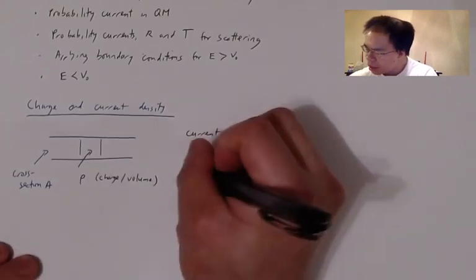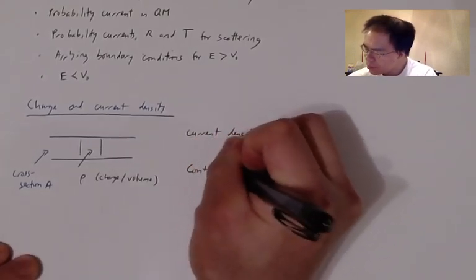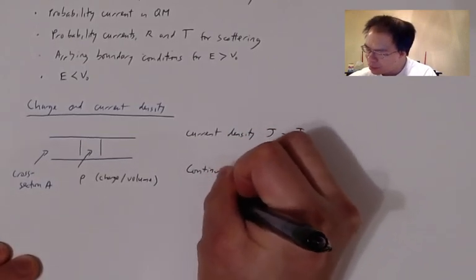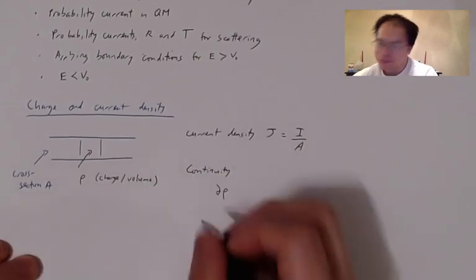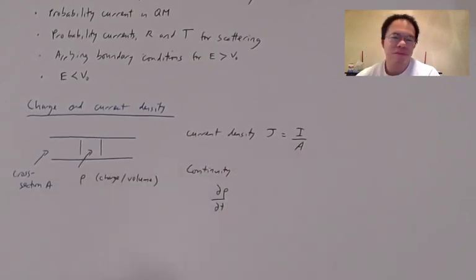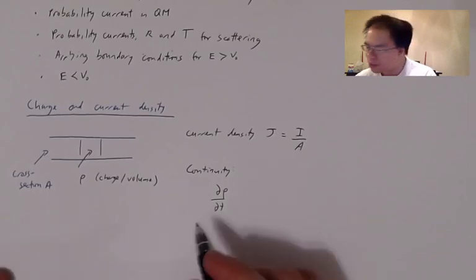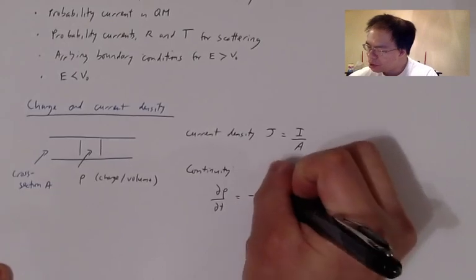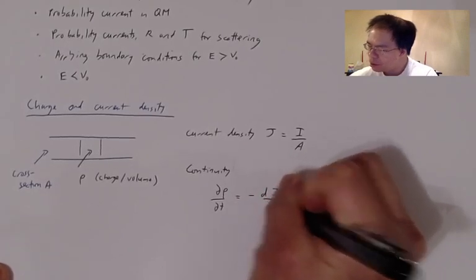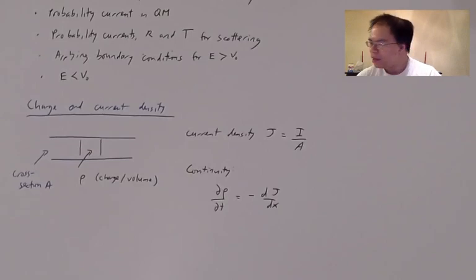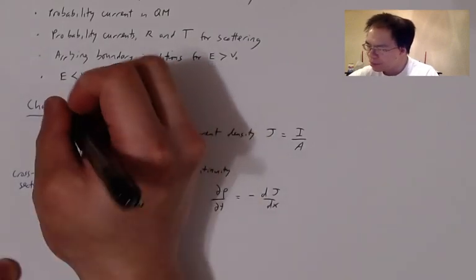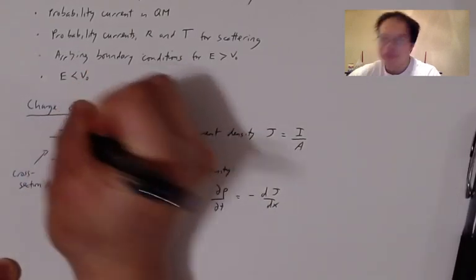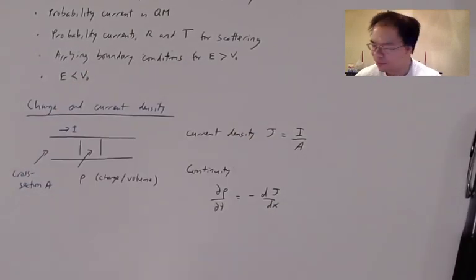So the continuity equation says the following, that the partial derivative of rho with respect to time, and rho we assume can vary both spatially and in time, so I'm writing it as a partial derivative, turns out to be minus dJ/dx. So let me label one more thing here. Let me just label the current here. Assume we have some current flowing to the right for sake of argument.